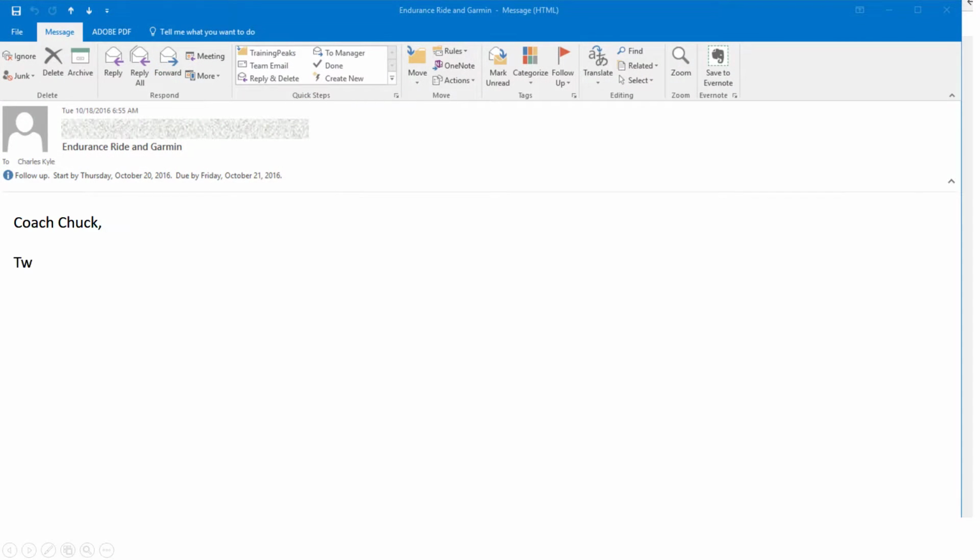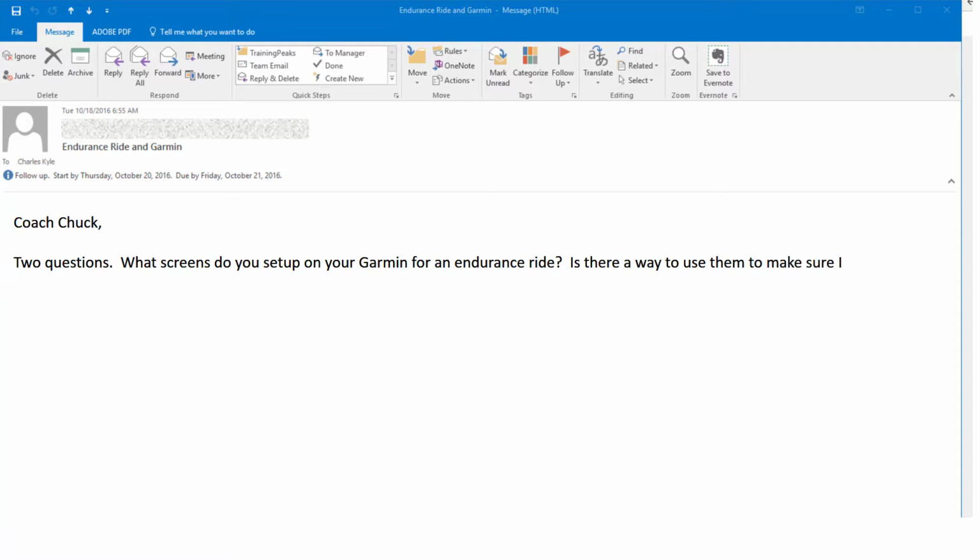Today we're going to talk about using your Garmin during a ride to measure success. I received an email last week with two great questions. Coach Chuck, two questions. What screens do you set up on your Garmin for an endurance ride? Is there a way to use them to make sure I'm successful? Ben, Orlando, Florida. Well, Ben, those are great questions.